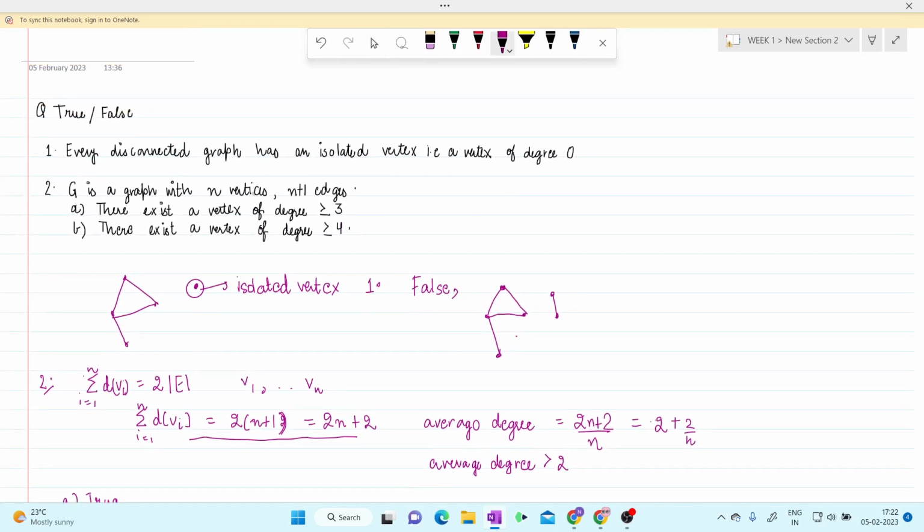So in this true and false, we see that this was false, this was false, and this was true. Now let's move to the next question.